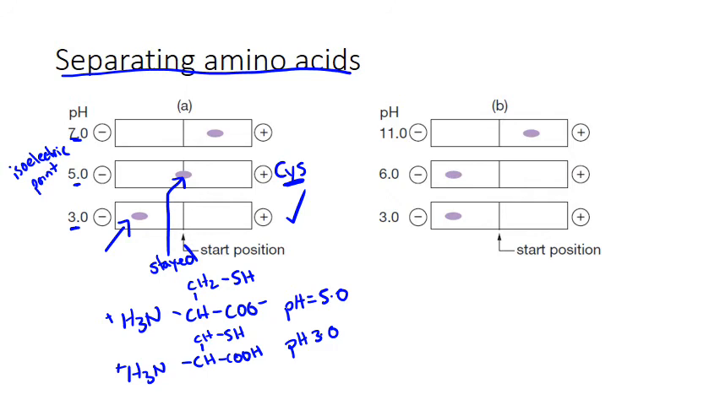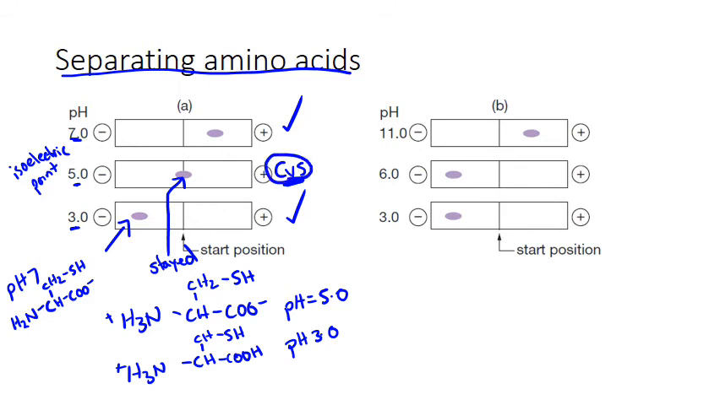Alright, so let's go to a higher pH, pH 7. So at a pH 7, we should have a negative ion. So we should have a structure that looks something like this. And because it's negative, it will move to the positive. Is that what's occurring? Yes, it is. Okay, so that pretty much confirms that that's cysteine.